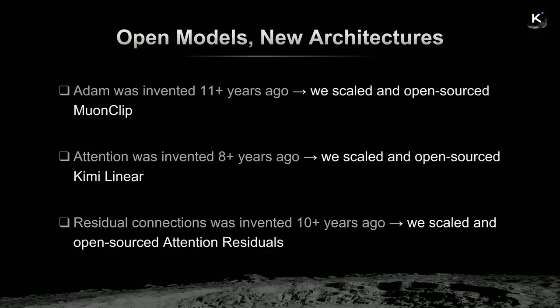Adam was invented in 2014, and now we scale an open source MuonClip, a drop-in replacement for Adam. I'm sure that if you train a transformer LLM, it's going to be much better if you use MuonClip instead of Adam. And attention was invented over 8 years ago, and now we have Kimi-Linear, which is a linear version. We don't have to use full attention across all layers. We can have linear attention that performs better on both short and long contexts at the same time. And residual connections are now also challenged. We scaled an open source attention residue.